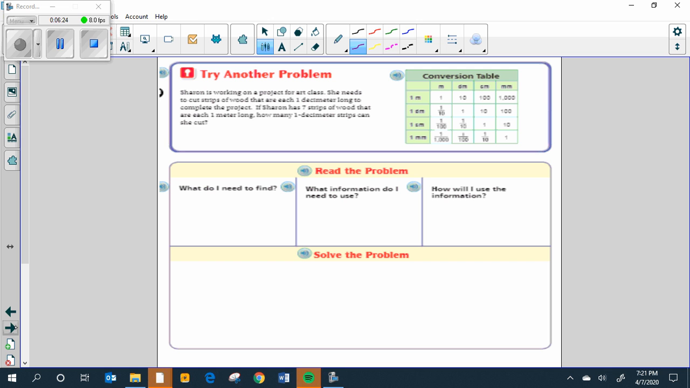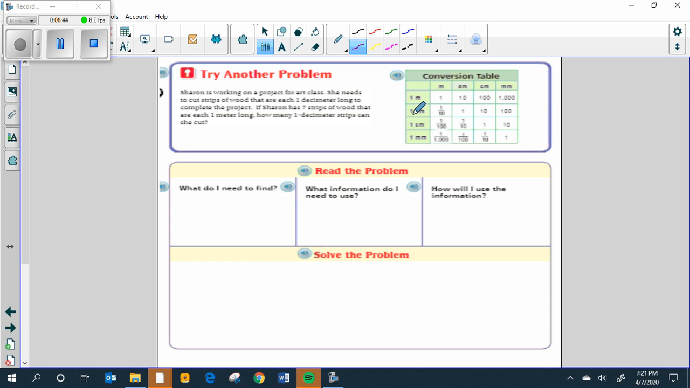Let's try another problem. This time we have the conversion table that is meters. So we'll read it the same way. 1 meter equals 1 meter. 1 meter equals 10 decimeters. 1 meter equals 100 centimeters. 1 meter equals 1,000 millimeters.